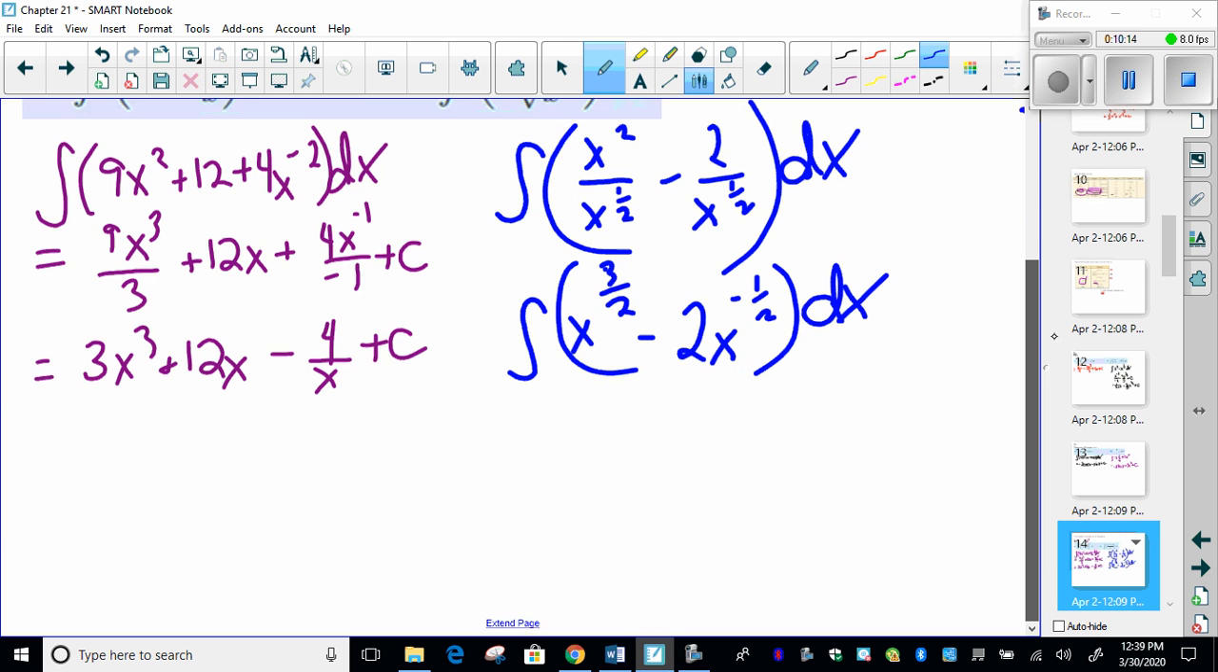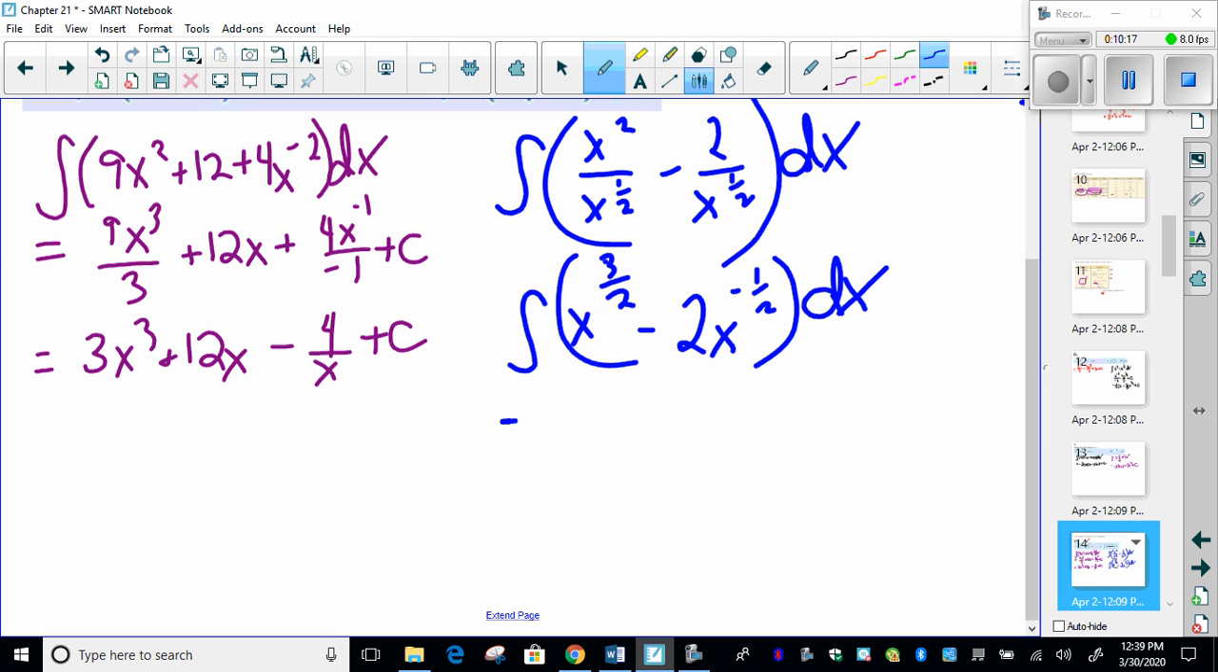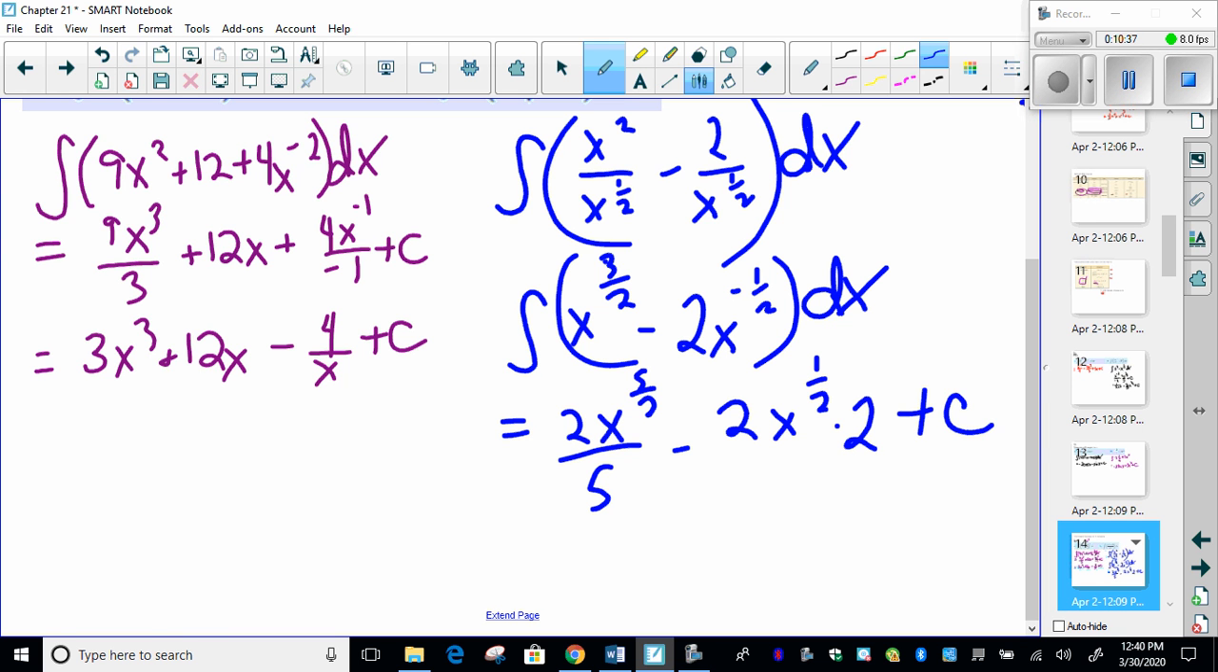So therefore, now when I anti-differentiate this, I add 1, x to the 5/2, and then multiply that by 2/5. Dividing by 5/2 is the same thing as multiplying by 2/5. Minus 2x to the 1/2. Dividing by 1/2 is the same thing as multiplying by 2. Plus c. So that's equivalent to 2/5 x to the 5/2, and then 2 times 2 is 4, so minus 4 x to the 1/2, or the square root of x, it doesn't matter, plus c.